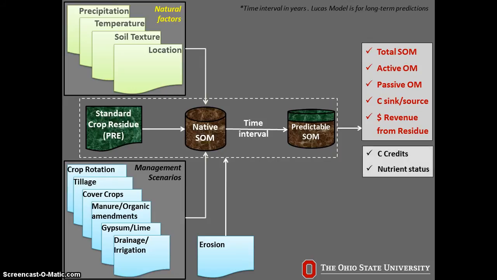Some of the additional outputs of this tool are the carbon credits or the CO2 sequestration or loss that you may see because of change in organic matter content of the soil, and then also the change in nutrient status of the soil because of the organic matter content change.